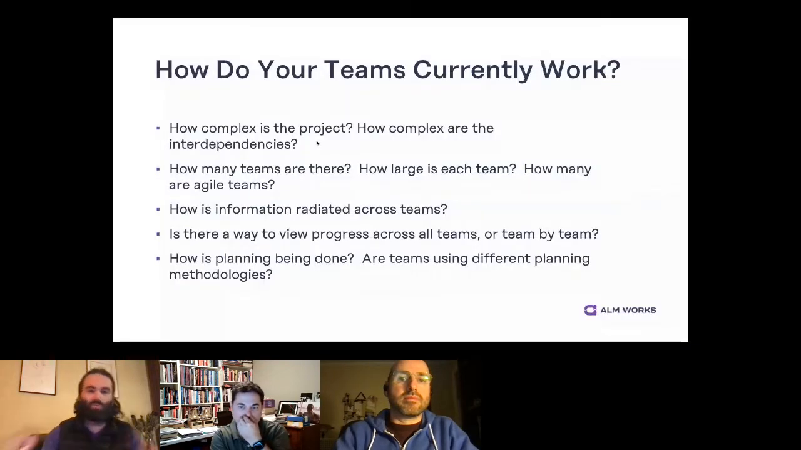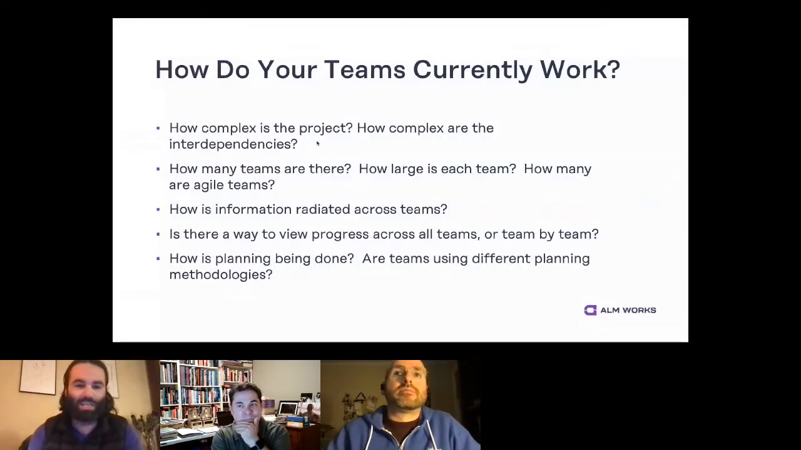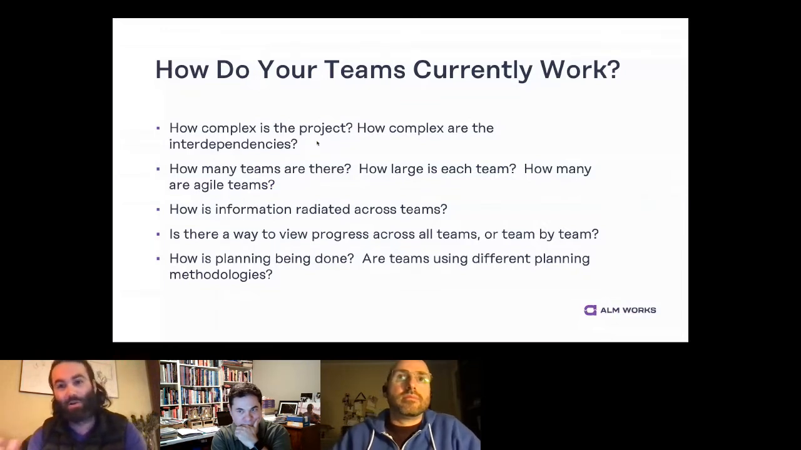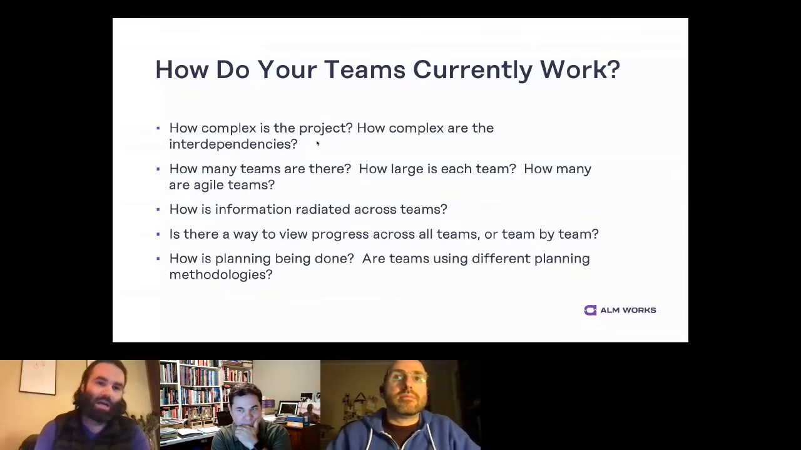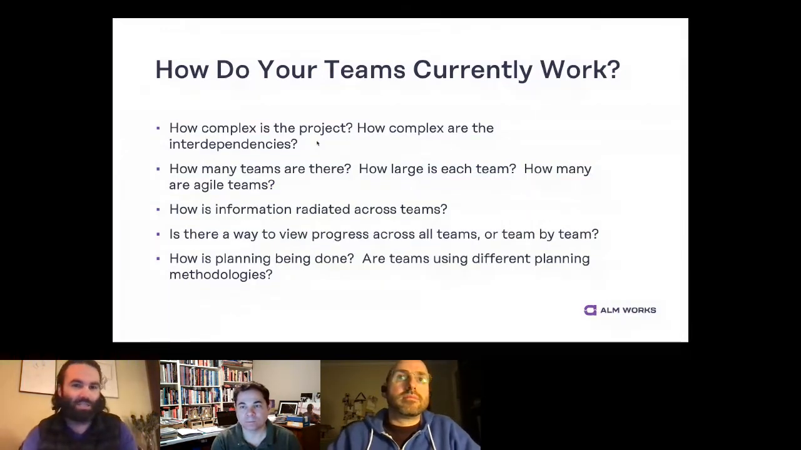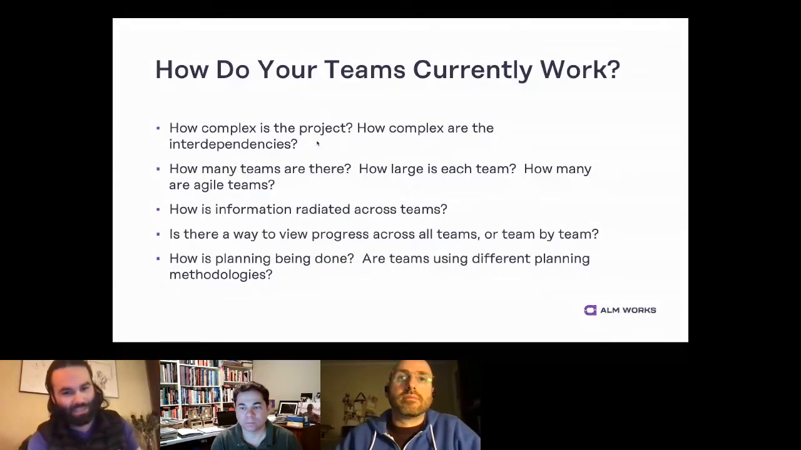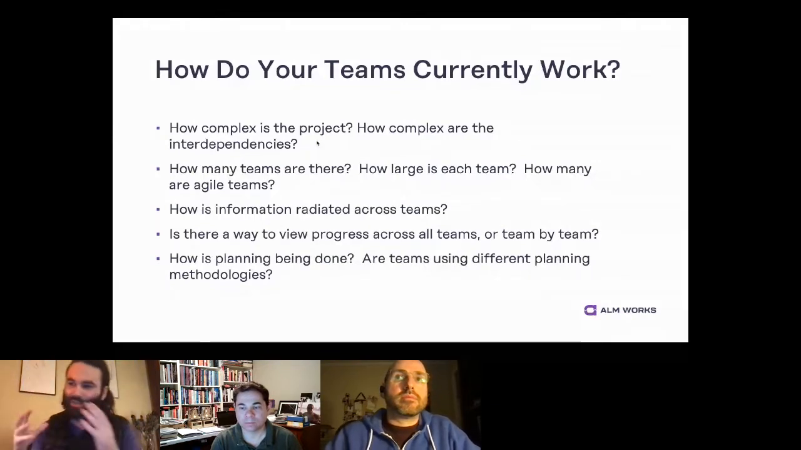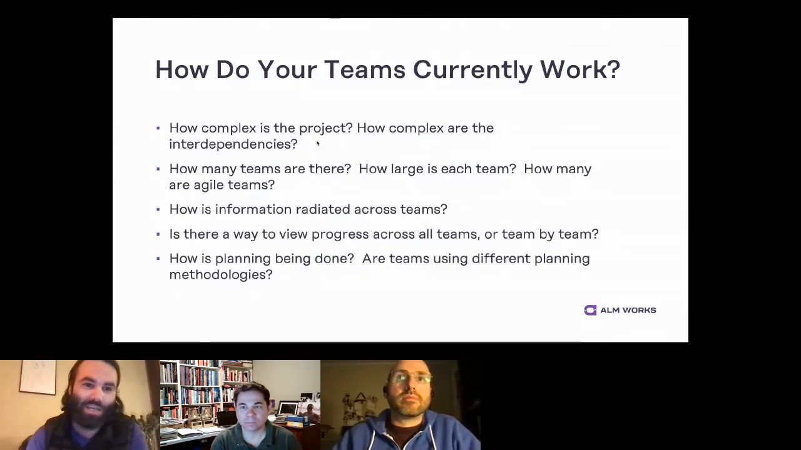So we always want to start off with the current state. What are we talking about right now? How does the company look right now? How do the teams look right now? So what kind of projects are we dealing with? This could be literally the Jira projects that we're dealing with, or it could be the actual things that we're doing. What kind of interdependencies are we talking about?